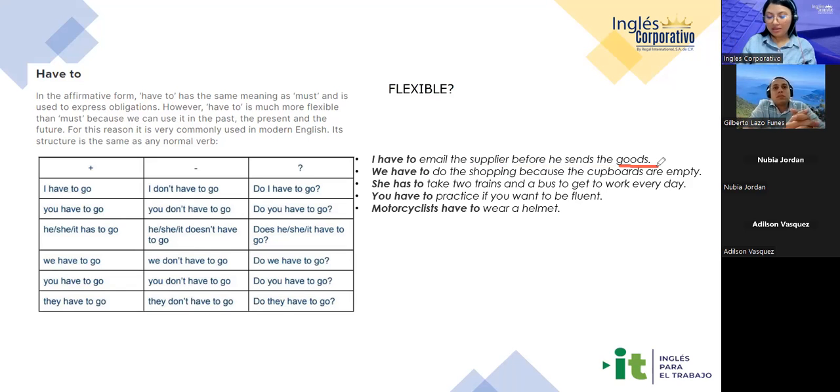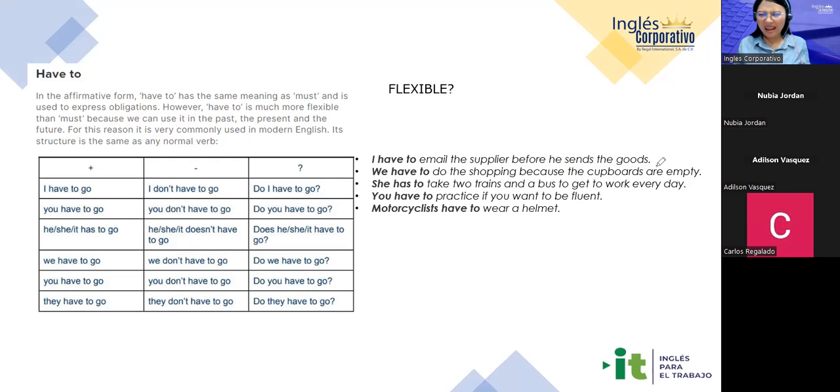¿Saben qué es esto? ¿Qué le llamamos los goods? Sends the goods. What's that, class? Las pertenencias. Resultados. No, not really. Los productos. Tengo que enviarle un email al proveedor antes que le envíe. O el pedido puede ser. O sí, el pedido, dejémoslo.